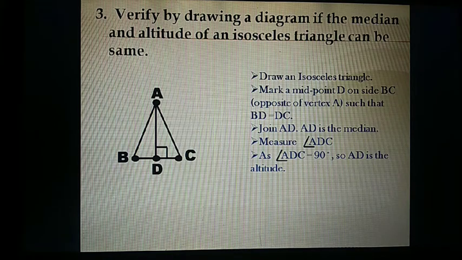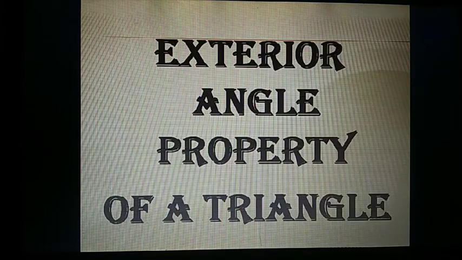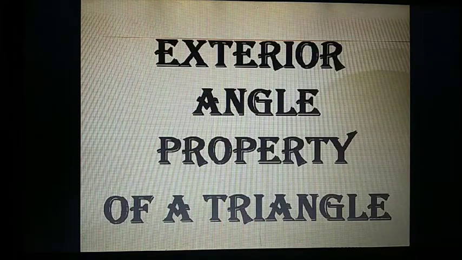So as the same line segment is considered as median in the third point and the same in the fifth point as altitude, so we can say that yes, median and altitude of an isosceles triangle can be same. Moving to the next topic, that is exterior angle property of a triangle.